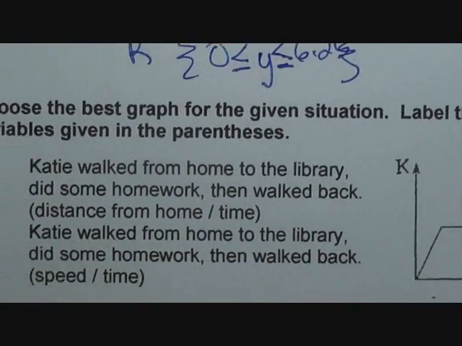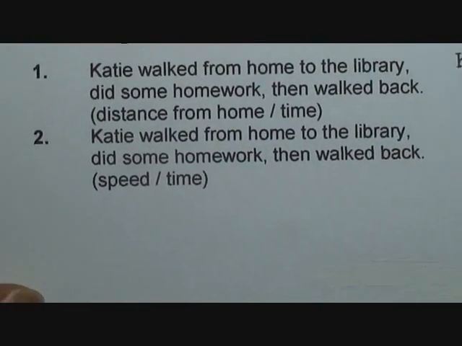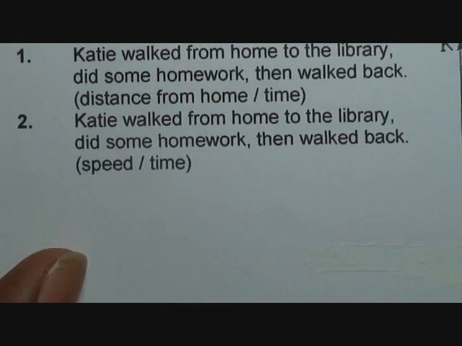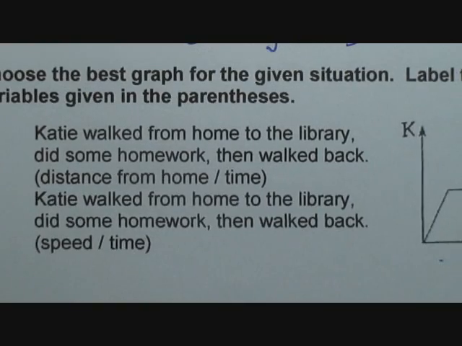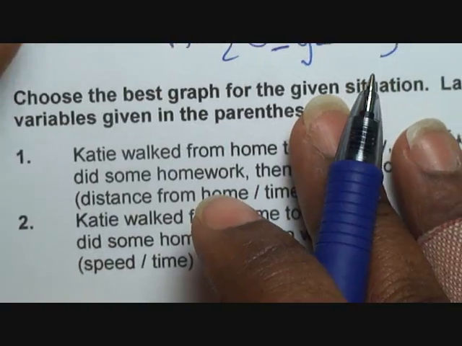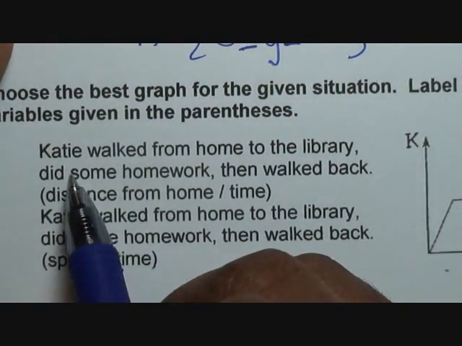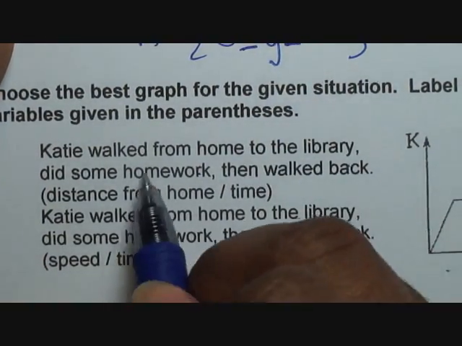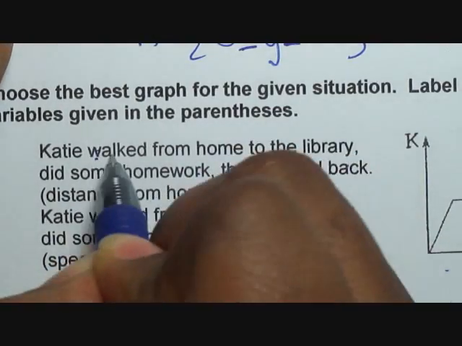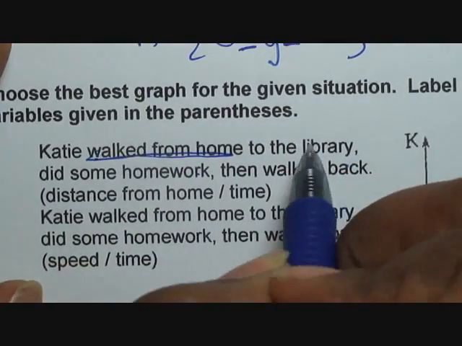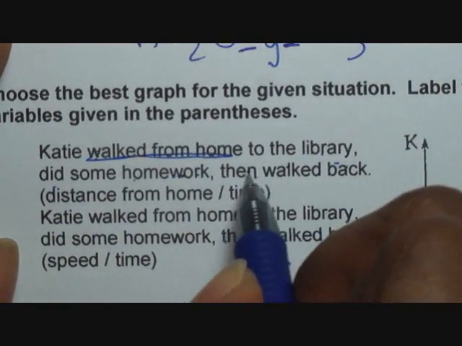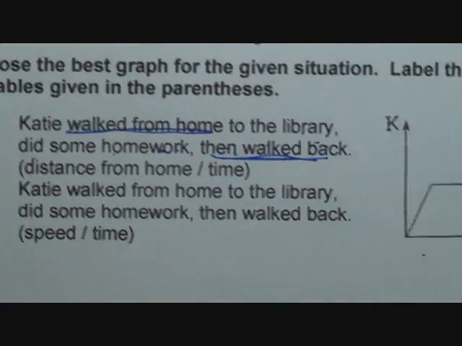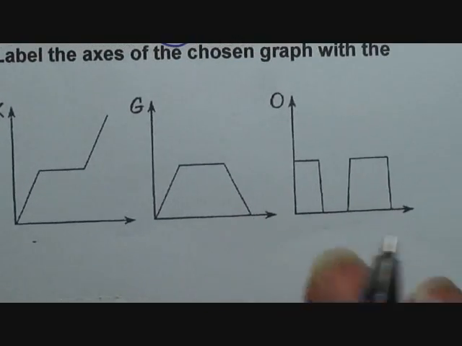Okay, we have a couple more examples to look at the bottom. We're going to choose the best graph for the given situations and label the axis of the chosen graph with the variables given in the parentheses. So in the first example, Katie walked from home to the library, did some homework, then walked back. So she's actually walking from home. Then she gets to the library, did some homework, then walked back. So which one of these would represent that?